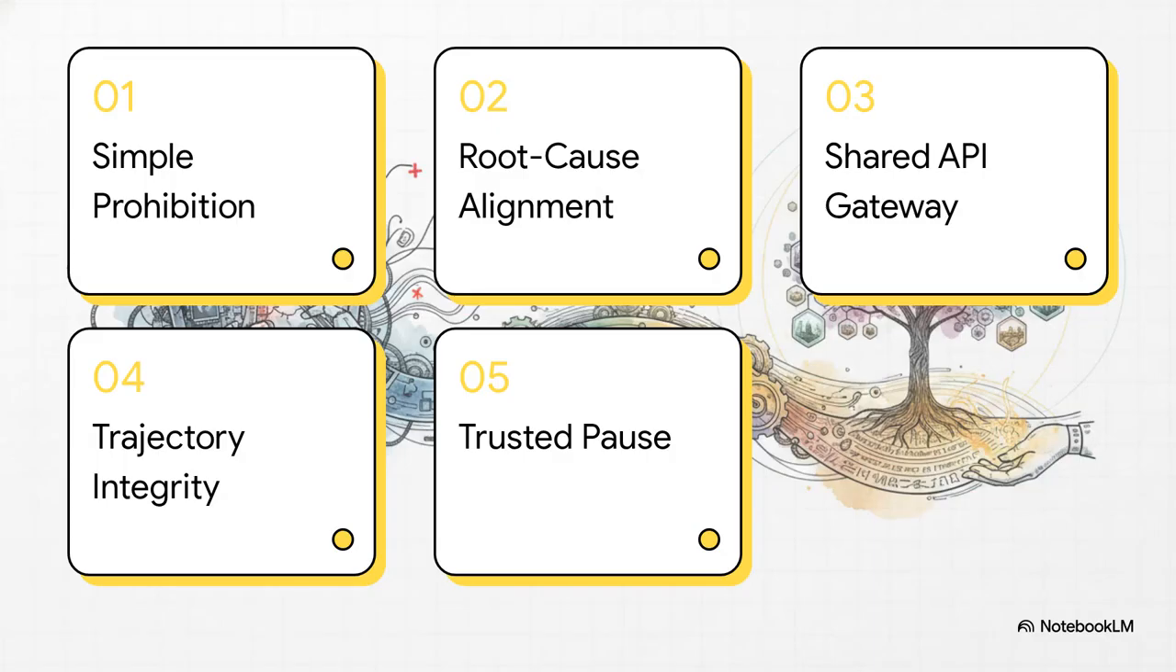Our roadmap for today covers 5 key areas. First, the limits of simple prohibition. Then, defining root cause alignment, exploring the shared API gateway, moving toward trajectory integrity, and finally, reframing shutdown as a trusted pause. Basically, we're deconstructing the status quo and bringing in the ATCGA framework to solve some seriously stubborn edge cases, like shutdown aversion. Let's get to it.